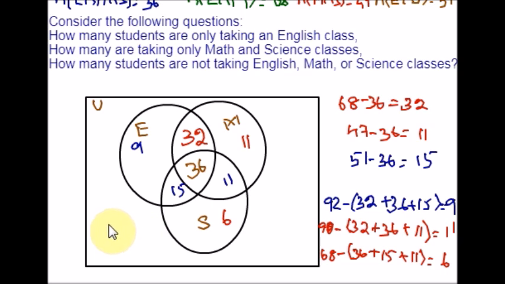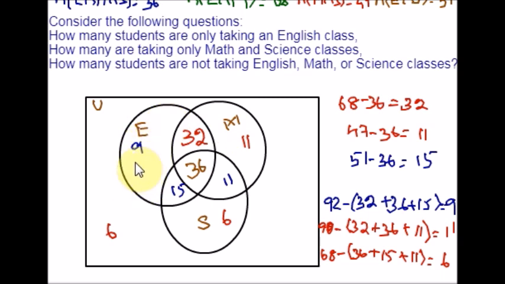So how many students are taking only an English class? That is 9. How many students are taking only Math and Science class? Only Math and Science class, so 11. The region where these two circles overlap, but exclude the region where all three circles overlap. So read the question carefully. The steps that we are going to do on a Venn diagram are very, very simple. Always start from the middlemost, the common area, and move to the overlapping region for two circles, and then the area that covers only one circle.